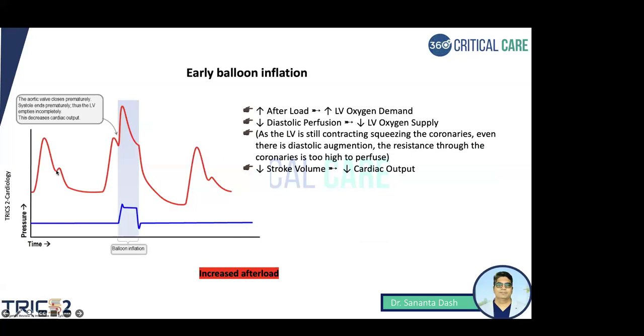Slightly in detail, this is early balloon inflation. As you can see, it inflates before the dicrotic notch. What it will cause is increased afterload, thereby increasing the left ventricular oxygen demand. It decreases the diastolic perfusion time and decreases the LV oxygen supply. As the LV is still contracting, if the IABP balloon inflates at that time, it will not push blood into the coronaries, and there will be no effective improvement of coronary perfusion.